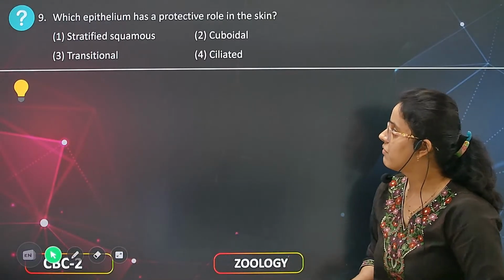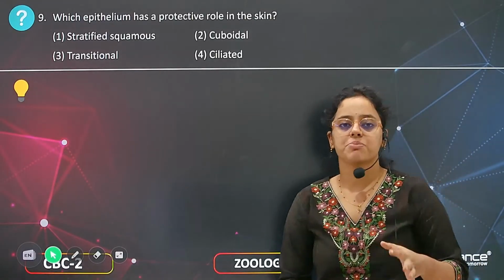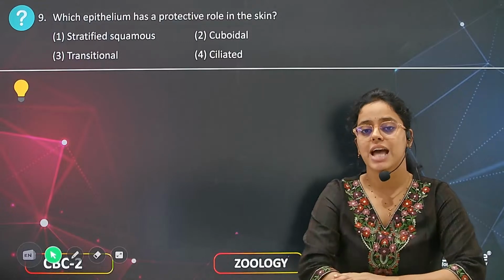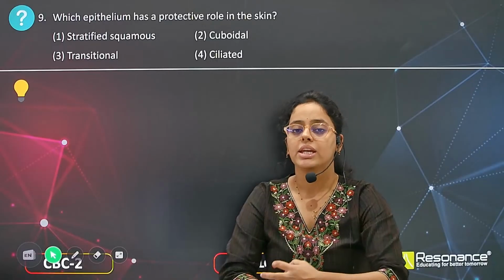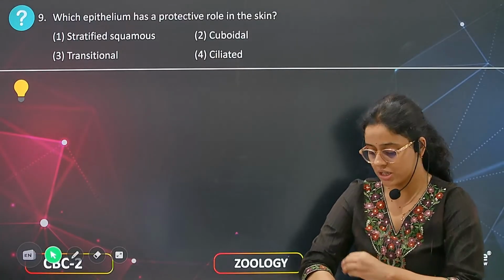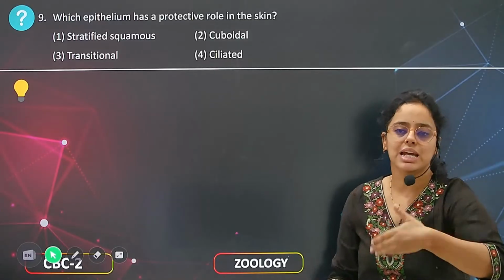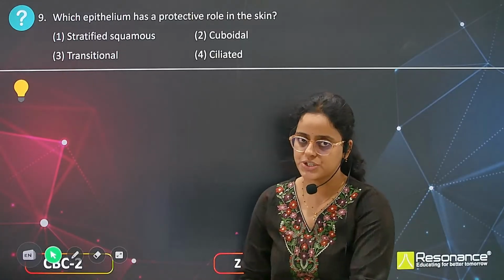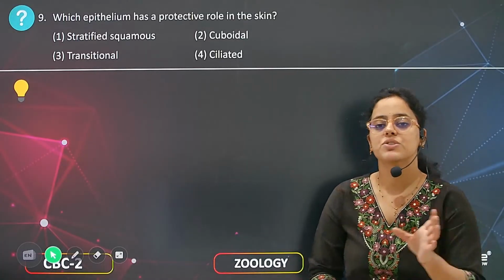Now coming to the next question, which epithelium has a protective role in the skin? Stratified squamous. Skin is made up of compound epithelium. Multiple layers are required. Why? Because the skin is in direct contact with the external environment. Any stress or force can cause damage. To prevent damage to the inner structures, the skin has to be very thick, so it is made up of multiple layers of cells. Multiple layers of cells is compound epithelial tissue, also called stratified epithelium. The skin is made up of stratified squamous epithelium.